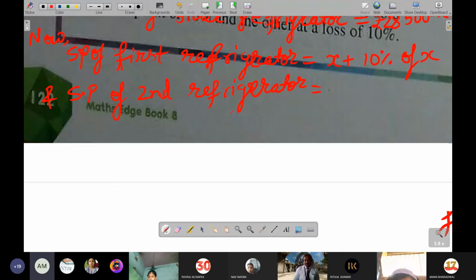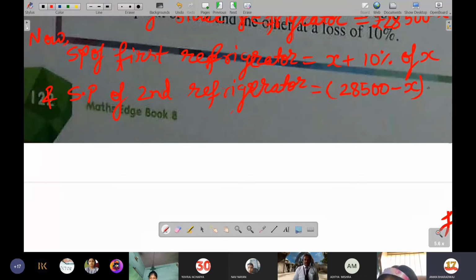So here, when you have taken 28,500 minus X, there we can also take Y, no? By making this, it will be easier to solve. Then when we get to the conclusion, we will put Y is equal to 28,500 minus X. That also can be done, but if there will be two variables, then it will not be possible to solve.